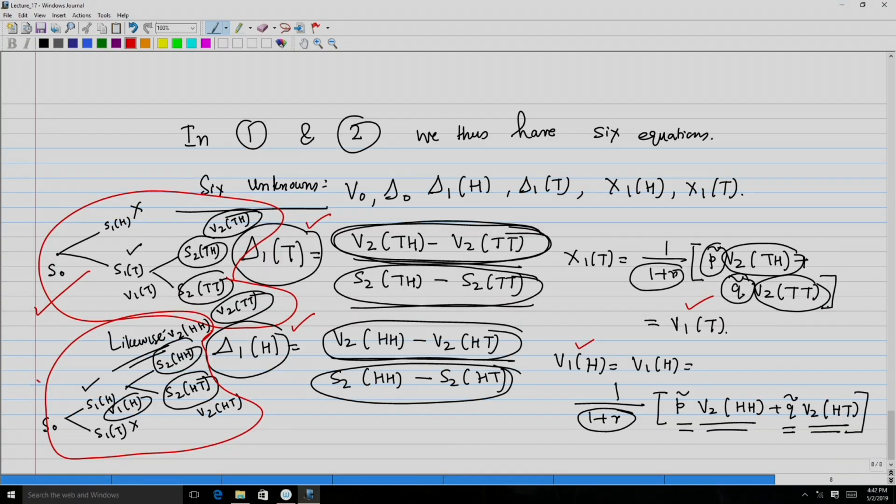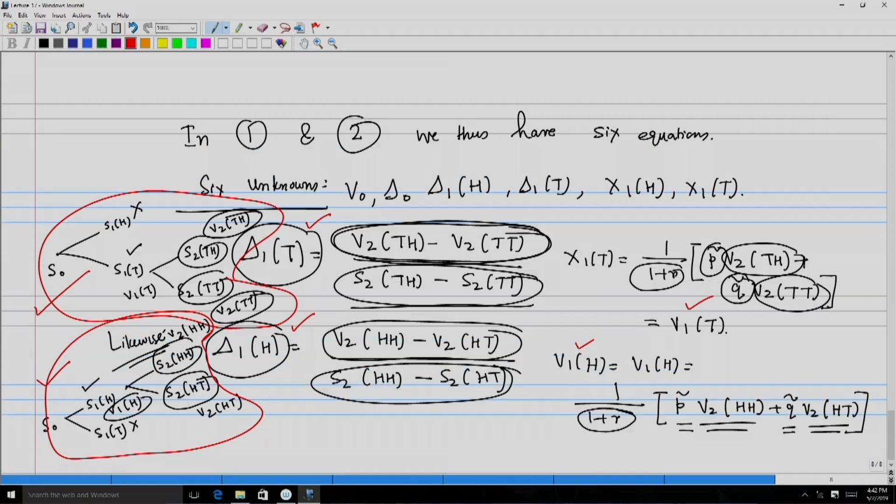Now, we are going to use the same tree kind of argument that we have used in these two cases to find out the value of the option V0 at time t equal to 0, which was the first question that we sought out to answer.